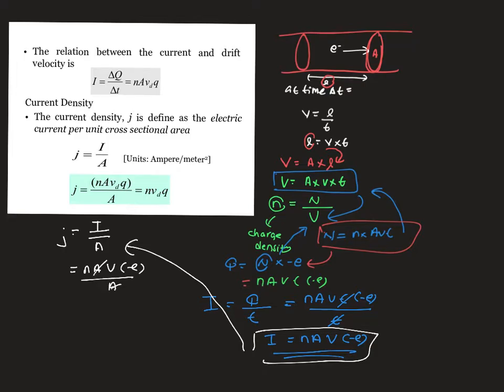Therefore, we are going to get here nAv negative e over area. So we are going to cancel that. Therefore, the current density is going to be nve. Okay, to differentiate with the normal velocity, we are going to put d here to represent the drift velocity. Okay, so that is basically the formula that you are going to use to answer the questions that relate to the number of charge or number of electrons.